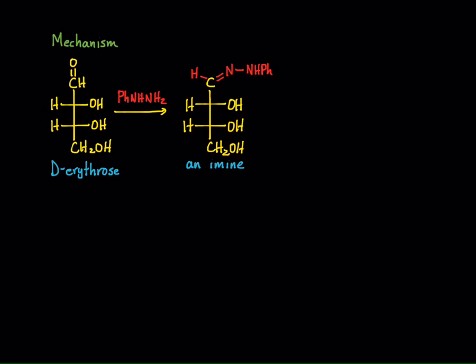And this is what we call an imine. More specifically, when phenylhydrazine reacts with an aldehyde, we get a derivative called a phenylhydrazone. That's what it's called, a phenylhydrazone. And this is what we would have expected really to get when reacting any sugar in its free aldose form with phenylhydrazine. We would expect to get an imine, but obviously we don't get an imine. So what's going on here?